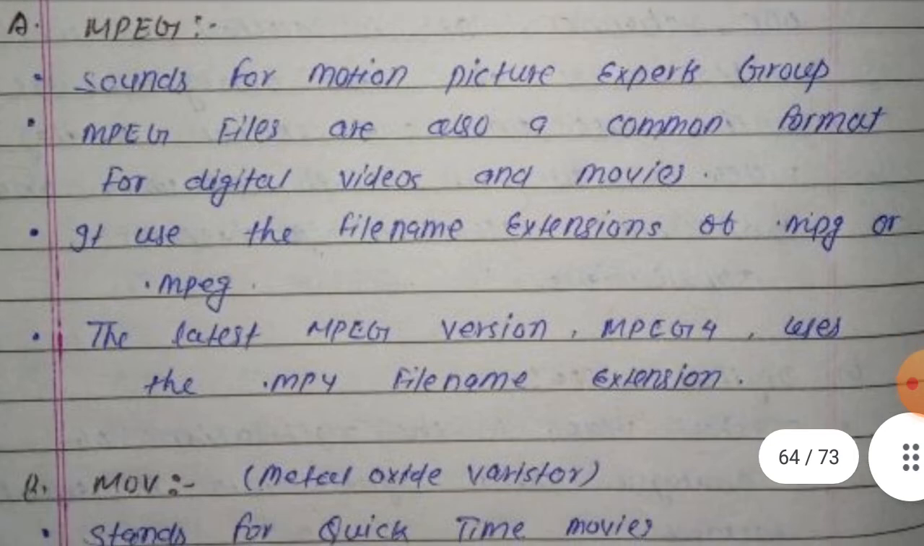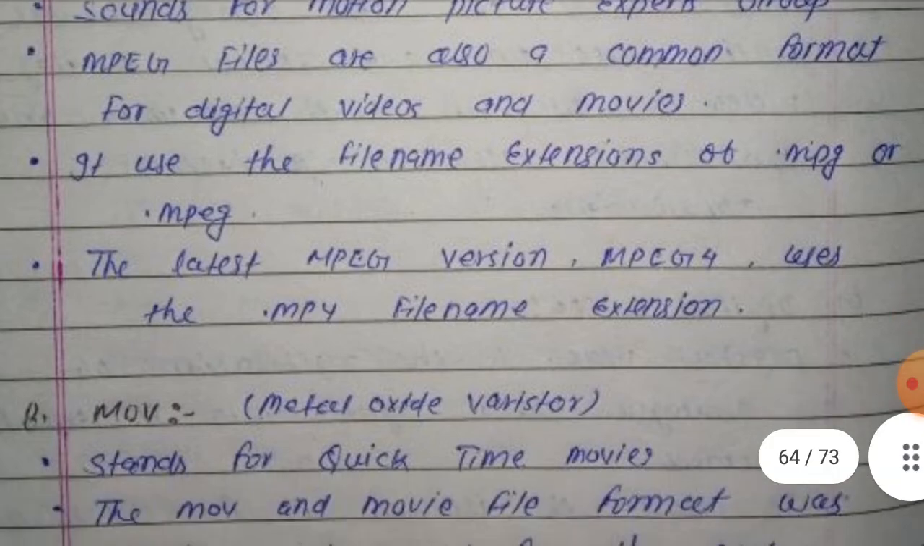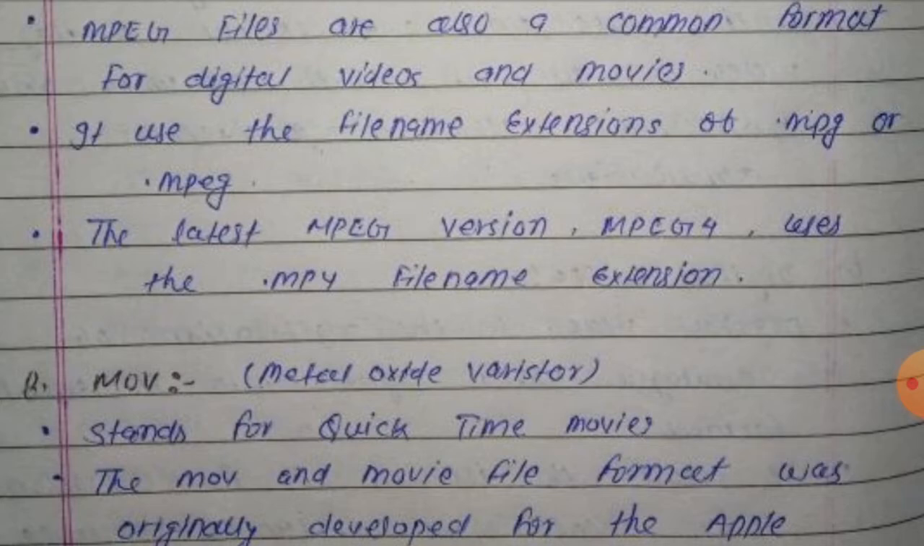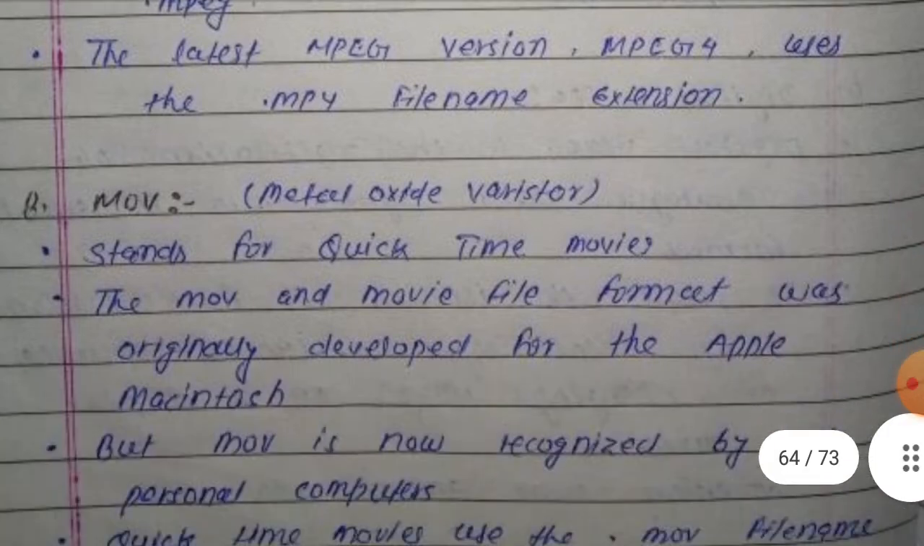MPEG stands for Motion Picture Experts Group. MPEG files are also a common format for digital videos and movies. It uses the file name extension .mpg or .mpeg. The latest MPEG version, MPEG-4, uses the .mp4 file name extension.